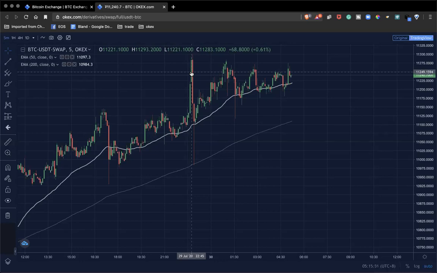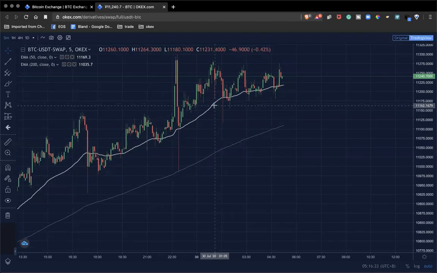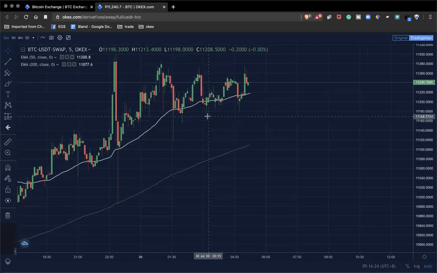You see that Bitcoin had an open of 11,221. It had a high of 11,293. It had a low of 11,221, and then it has a close of 11,283. If you trace it up, the high is 11,293. Let me enlarge this so we can see it clearly.